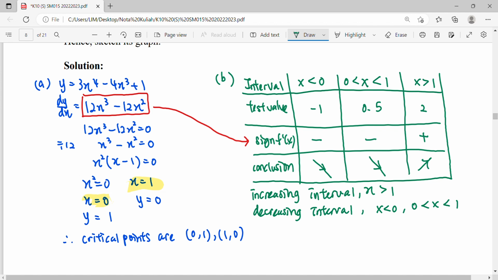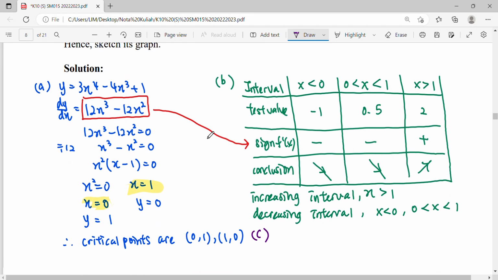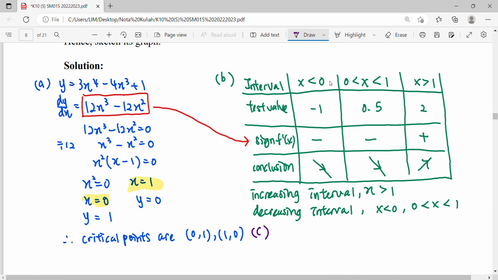So from here, our question C, what is our extremum point? What is our maximum or minimum point? So we have a critical point here where x equals to 0, where x equals to 1. But we observe x equals to 0, it keeps on decreasing. So we can't say this one is maximum or minimum. So we only can observe at x equals to 1, before x equals to 1, decrease, after that it is going up. So it means at the point x equals to 1, which is (1, 0), it is a minimum point.